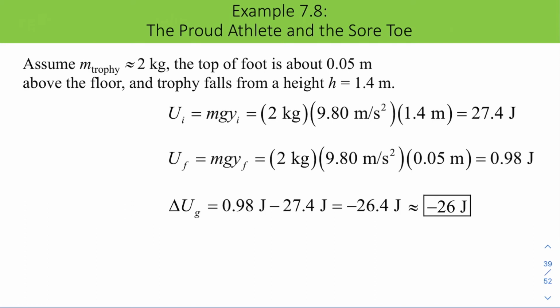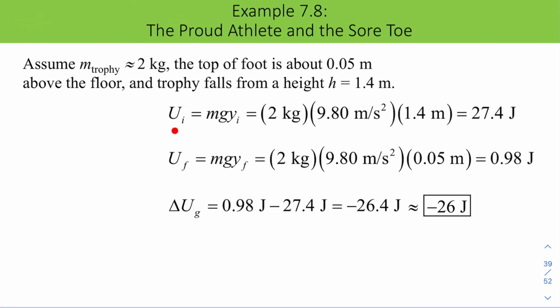So let's take a look. Assume the mass of the trophy is more or less 2 kilograms. The top of the foot is about 0.05 meter, let's say, above the floor. And the trophy falls from a height of, let's say, 1.4 meters.